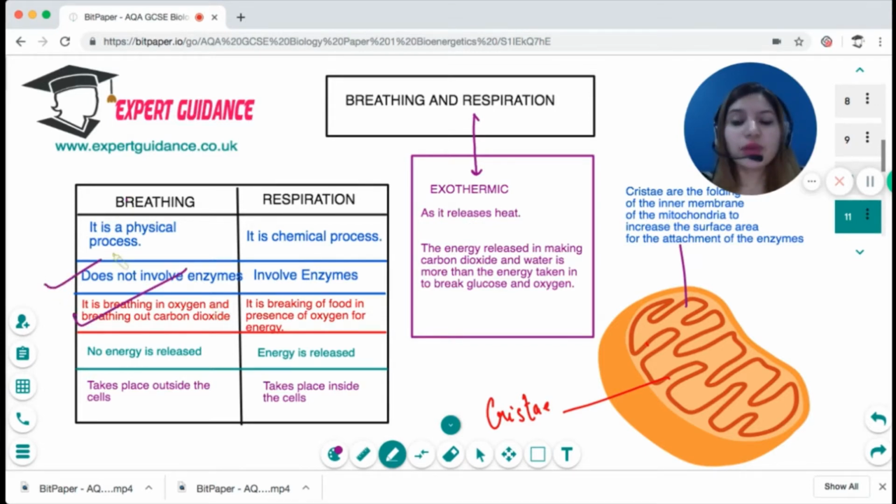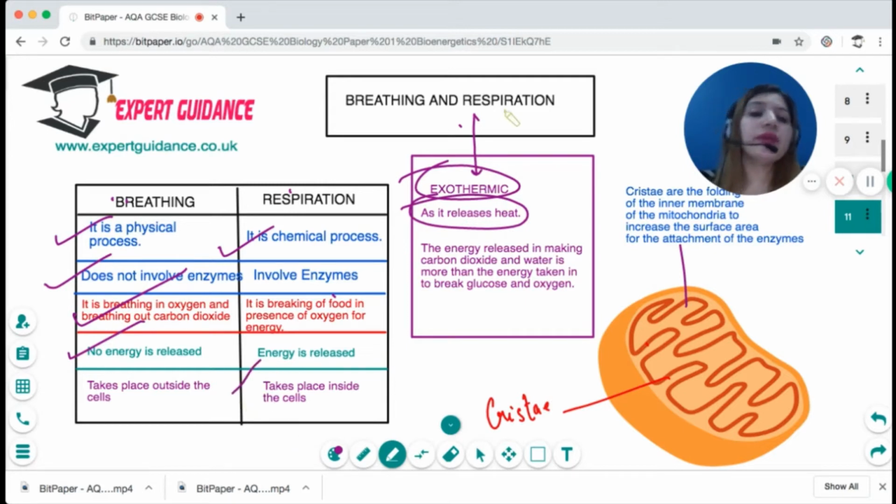Breathing does not involve enzymes. Respiration does involve enzymes. Breathing is a physical process. Respiration is a chemical process. Breathing releases no energy. Respiration is an exothermic process. It releases energy. Breathing takes place outside the cell. Respiration is a reaction that takes place within the cell.